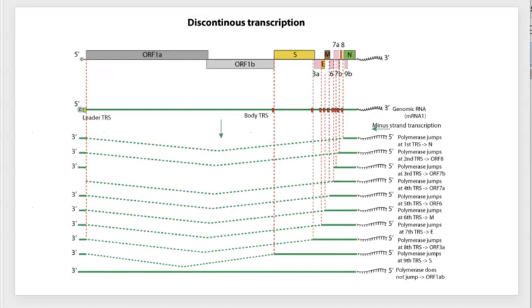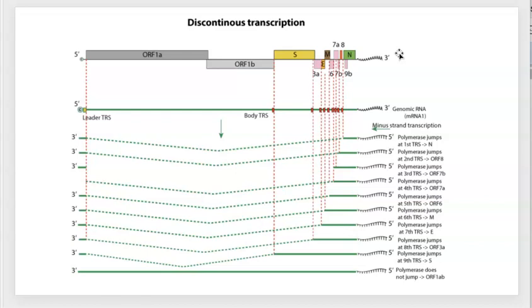One interesting feature of virus replication is this concept of discontinuous transcription. So again, you can see the full-length virus messenger RNA pictured here. It's got a 5' cap and a 3' poly A tail. And again, that allows it to behave like a mature eukaryotic or animal cell messenger RNA.